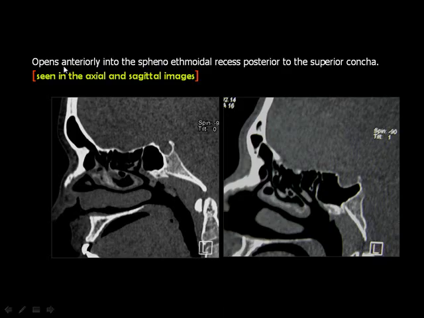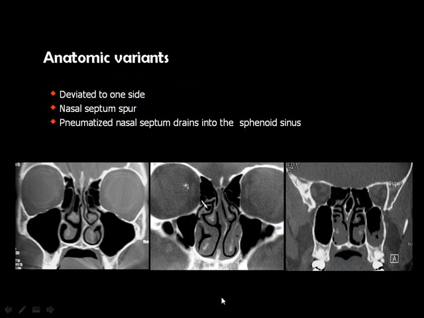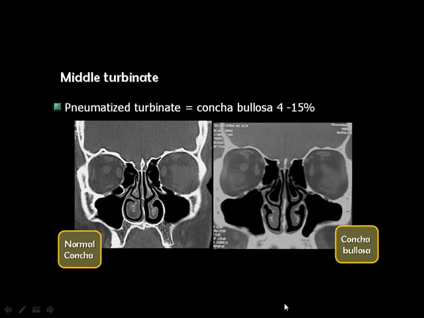The sinus opens anteriorly in the sphenoethmoidal recess posterior to the superior concha, and you can see the site of the opening in the sagittal view, and you can also see it in the axial images as well. Then there are some of the anatomic variants, including the nasal septum variants, which may be deviated either to the left or to the right, or you may have a nasal septum spur like this one, or you may have a pneumatization of the bony nasal septum.